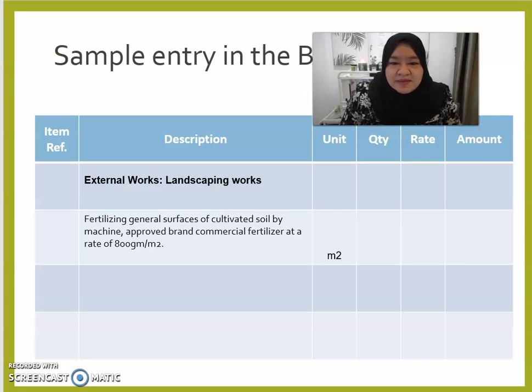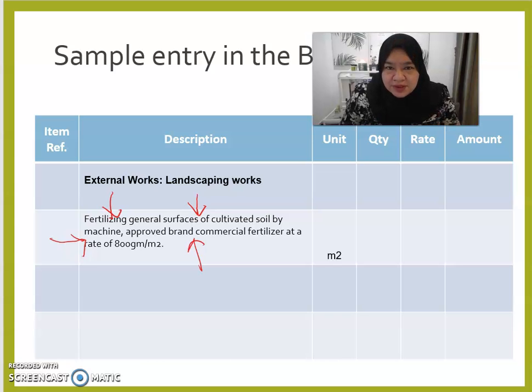Okay, this is an example, fertilizing. That is the work that needs to be done: general surfaces of cultivated soil. This is the nature where the fertilizing needs to be conducted by using machine or hand. Okay, approved brand commercial fertilizer.